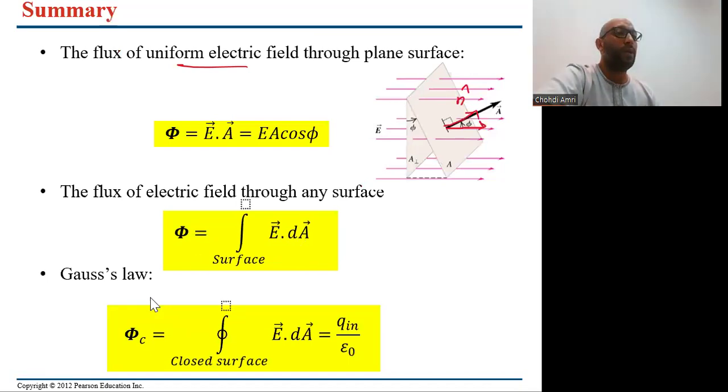And like that, we introduce Gauss's law. The flux is equal, from one side, to the integration through a closed surface of E dot dA. From the other side, it's Q inside divided by epsilon naught.